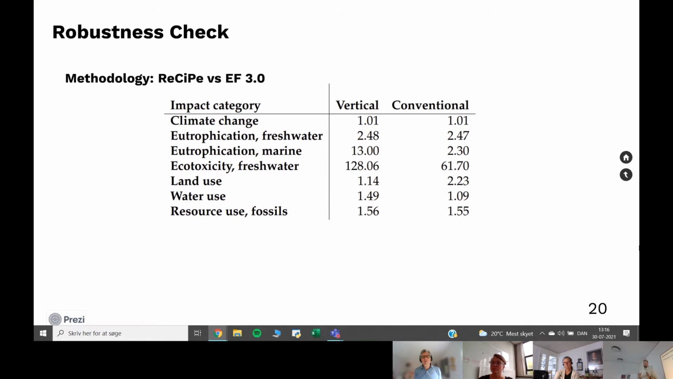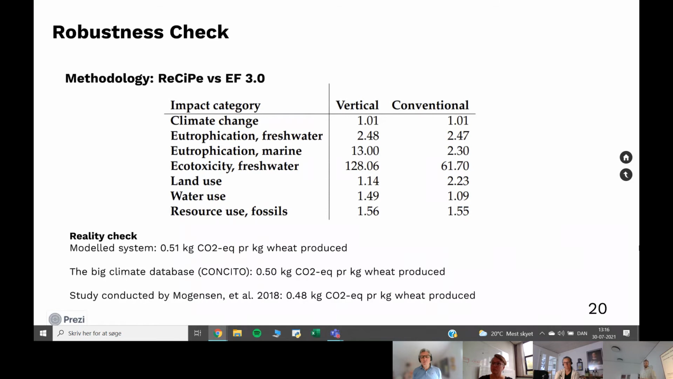But I said, okay, the climate change seems to be robust beyond the method that I use, so I can compare it across methods. Since I have seen no other results for the vertical farm, I took the results from the conventional farm within this climate change impact category that is now beyond the comparison with methods. And I did a reality check. My system said that about 0.5 kilo of CO2 produced was the load in this impact category.